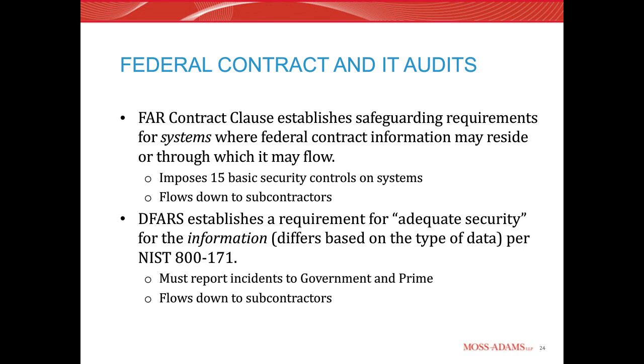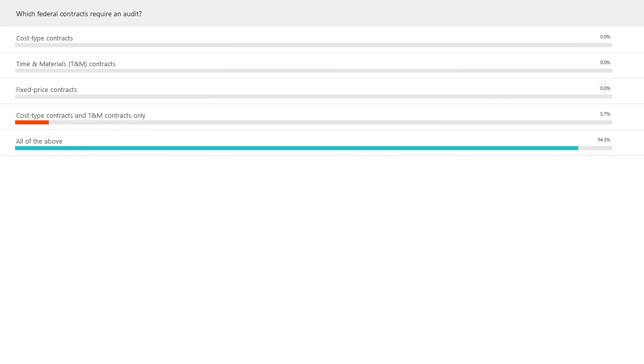Okay, I'll close the poll at this time. And looks like we've got a few with the cost type and T&M, and pretty much everybody said all of the above, which is the answer, all of the above. Any type of federal contract requires an audit at some time or the other, either in the beginning or in the end. And by require, I mean it just possibly be audit. Just like with the IRS, a lot of times the federal government doesn't audit every single contract. It's too much. So they go after the higher risk, and then there's also dollar thresholds.